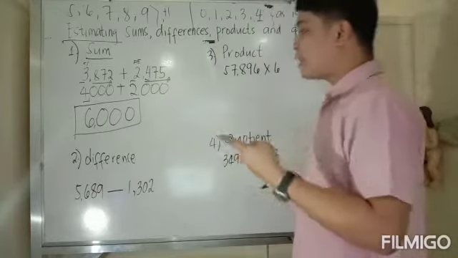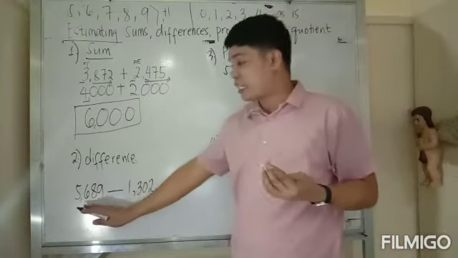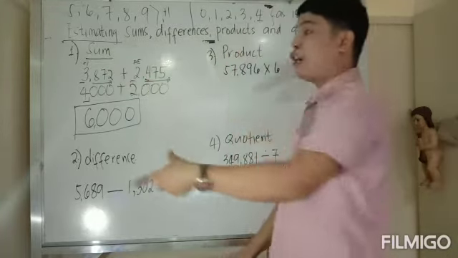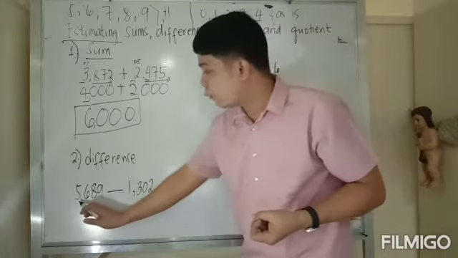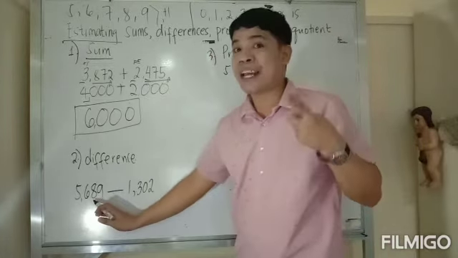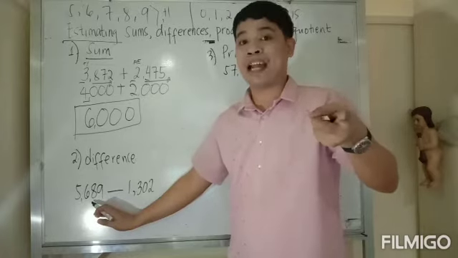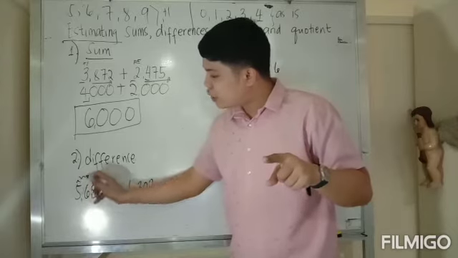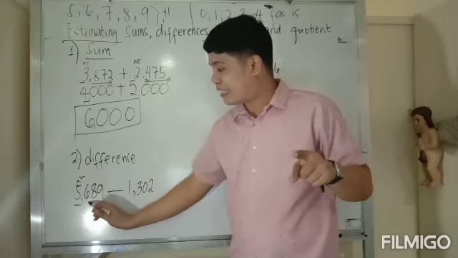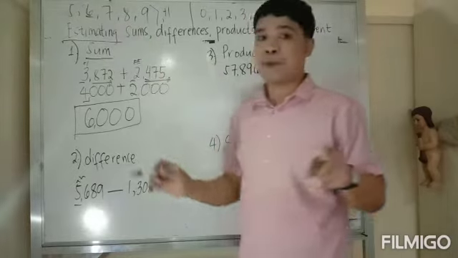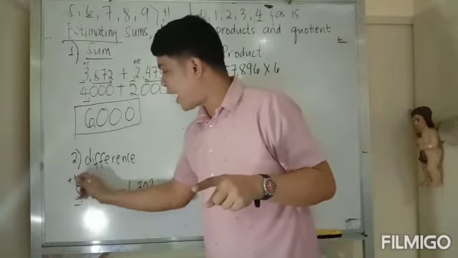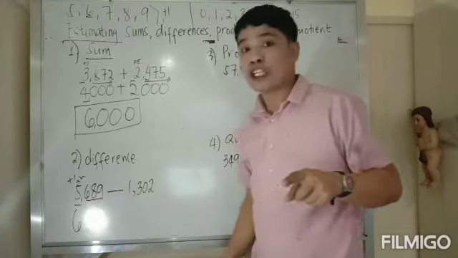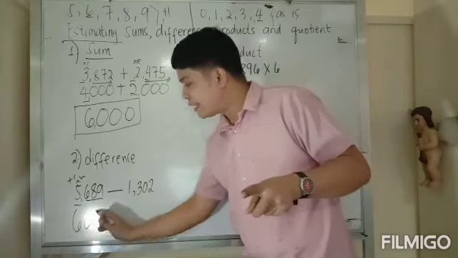Okay? So let us proceed now to the difference. Actually, here the difference, class, is just the same as for the sum. You are going to estimate first. Okay? So 5,689, estimate it to its highest place value, which is thousands. So the digit is 5. The nearest of 5 is 6. 6 is a round up number, so therefore you will add 1. So 5 plus 1 equals 6. And then these numbers there turn to zeros. So we have 3 zeros to put there.